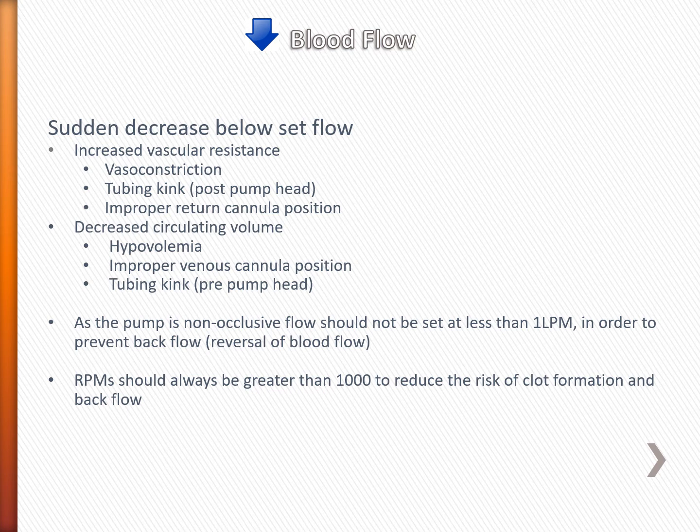So our pumps are non-occlusive, which means there's nothing in the pump that will stop the blood from moving in either direction. The only thing that prevents the blood from going in the reverse direction is the speed of the pump. So we don't set the speed any less than 1 liter per minute of flow, in order to prevent the backwards flow. Also, RPMs should be set greater than 1,000 in order to reduce the risk of clot formation and backflow.